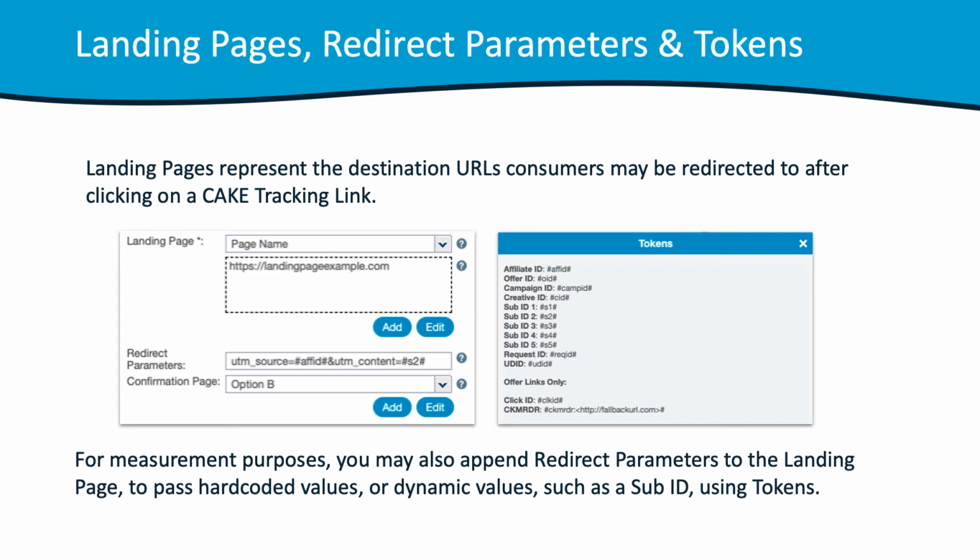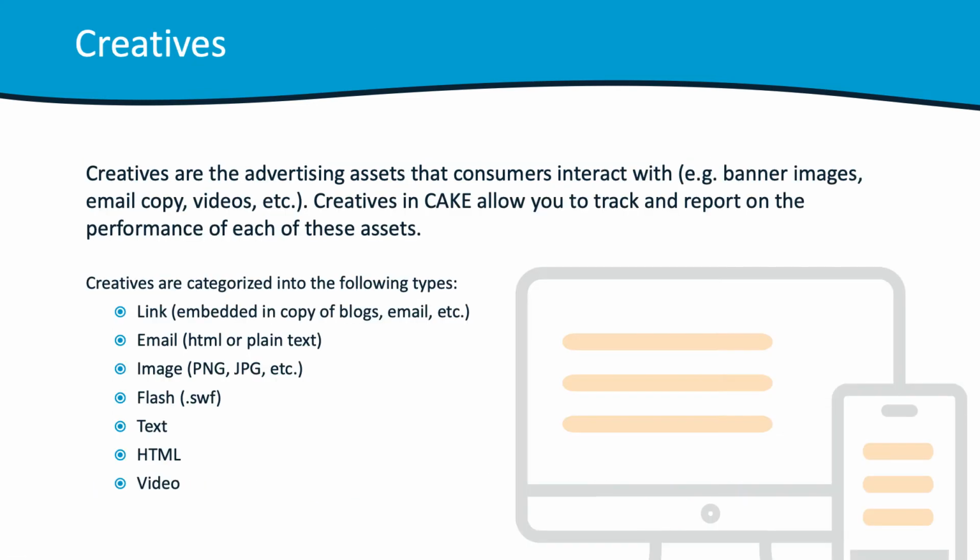If doing server-to-server conversion tracking, you will need to pass the Cake request ID to the advertiser's landing page using the REC ID token. Or if your advertiser wants to measure your affiliate's performance, which is their sub-affiliate, you would use the AF ID token to pass the affiliate ID. You can also append static parameters to the redirect parameters field, for example, if your advertiser needs you to pass your partner ID for their tracking platform.